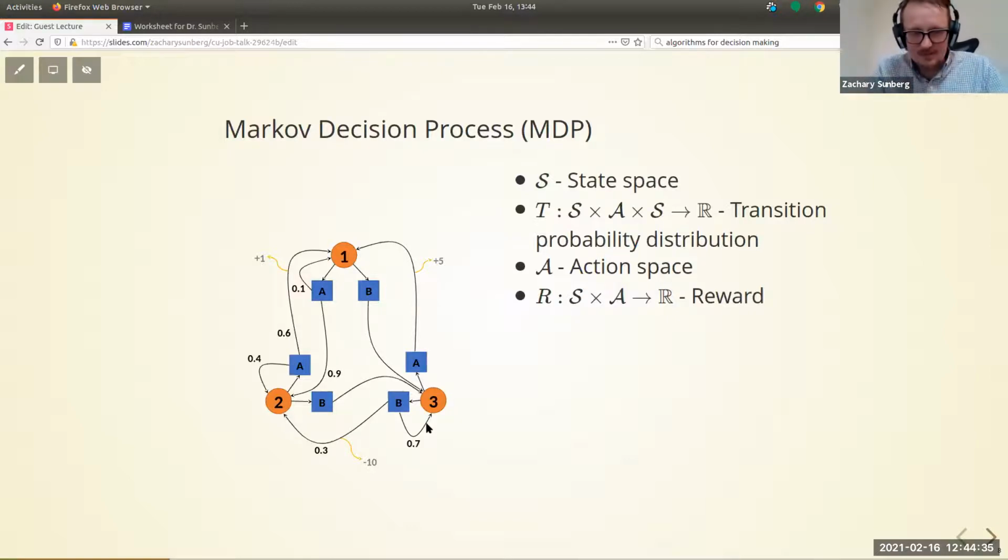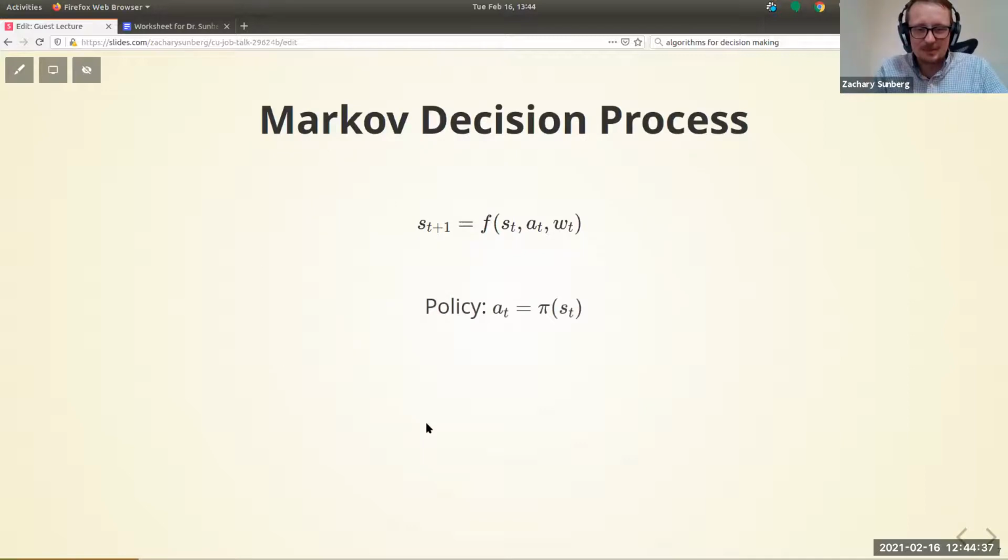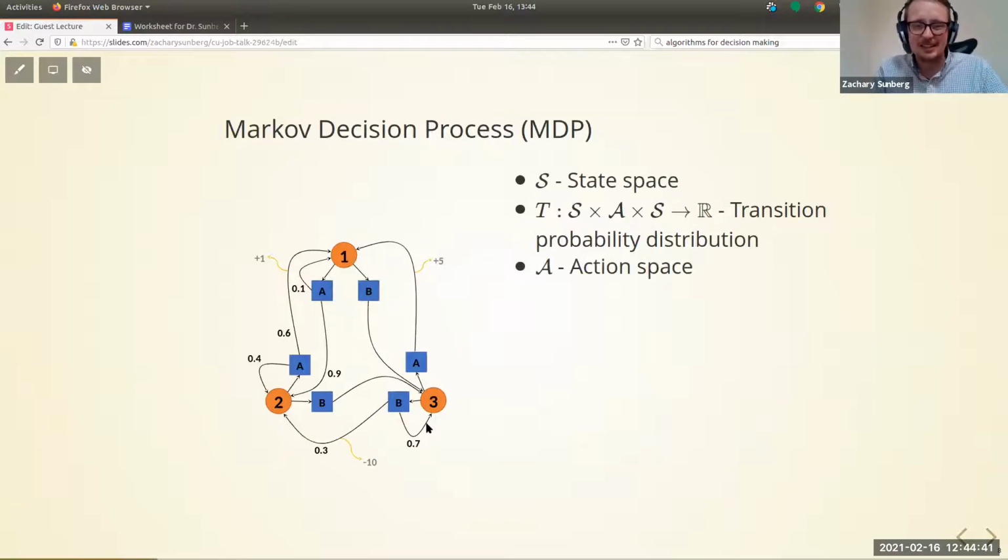So those two ways of thinking about MDPs are equally valid. They can have continuous state spaces or these kind of small discrete state spaces.